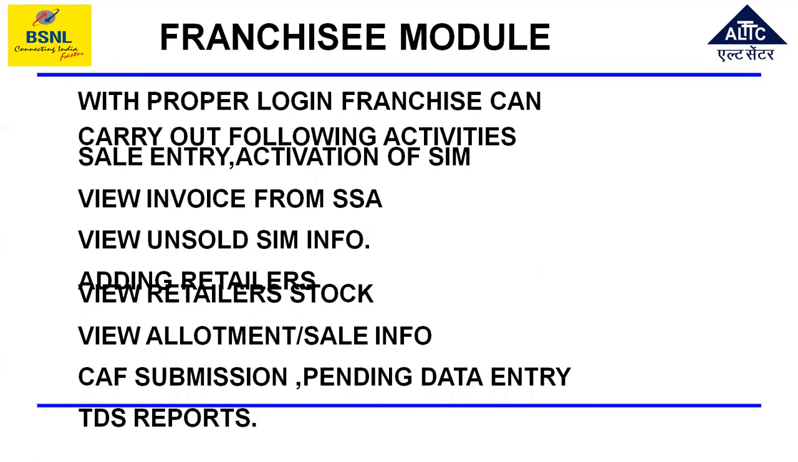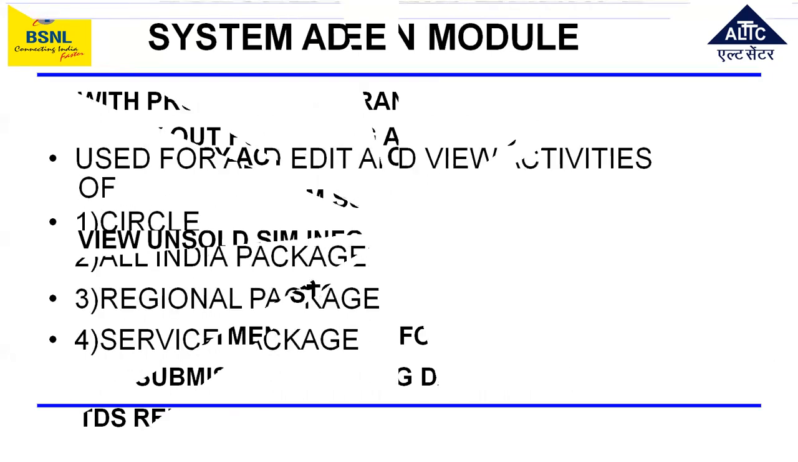If franchisees log in to this Sanchar module with proper login, they can carry out these activities: sales entry, activation of sales, view invoice from the SSA, view unsold SIM information, adding retailer FRS, view retailer stock, view allotment and sales information, CAF submission pending data entry, and TDS report.